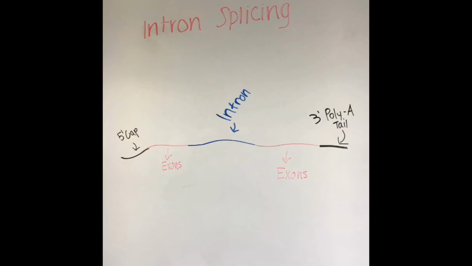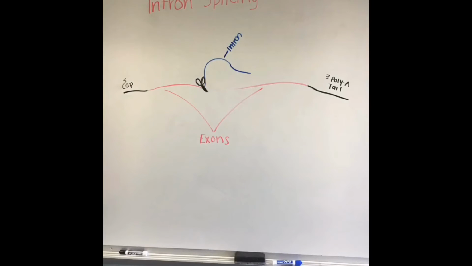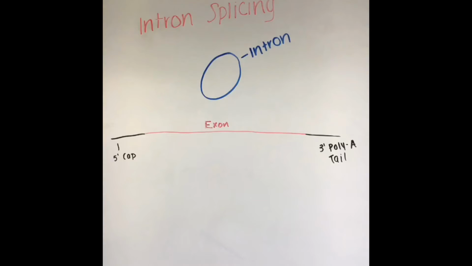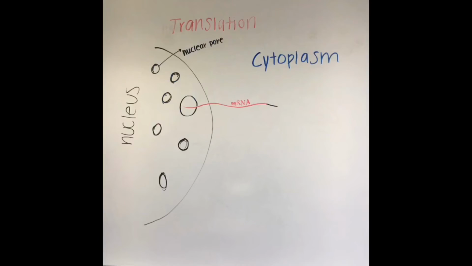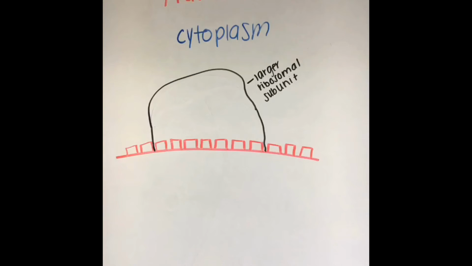The RNA strand contains introns and exons. Exons code for a protein, but introns do not code for a protein. Therefore, introns must be removed from the RNA strand to produce a mature messenger RNA strand. This process is called intron splicing. Once mRNA goes through this process, it is able to leave the nucleus through a nuclear pore and into the cytoplasm, where translation takes place.